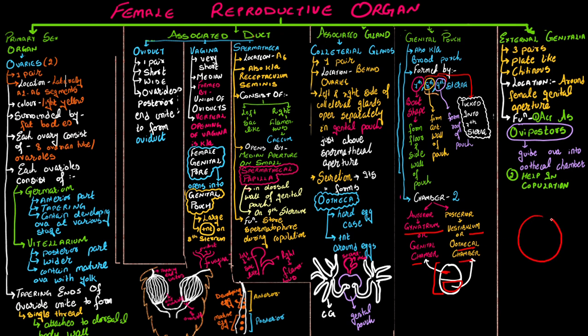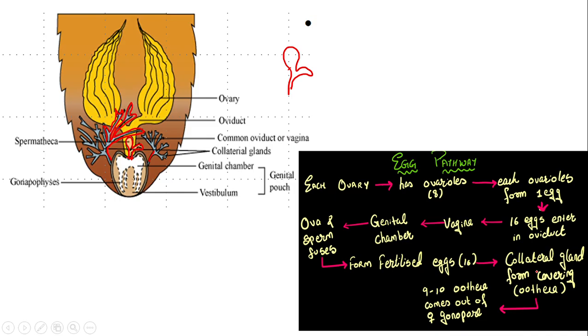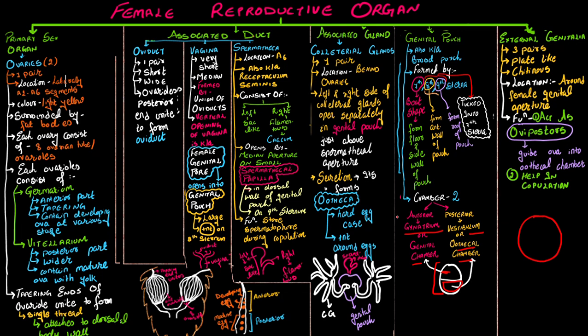Repeating again, this is your genital pouch. It is divided into two. The upper one we call the genital chamber or gynatrium, and the lower one we call vestibulum or oothecal chamber. Right now, the 8th and 9th sterna are tucked into the 7th sterna.